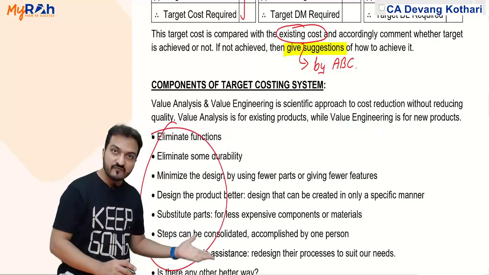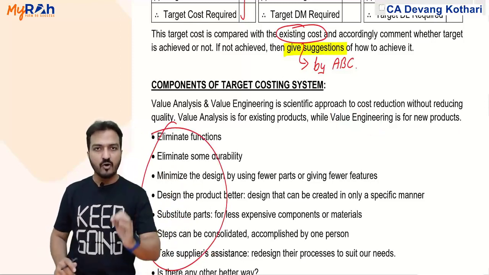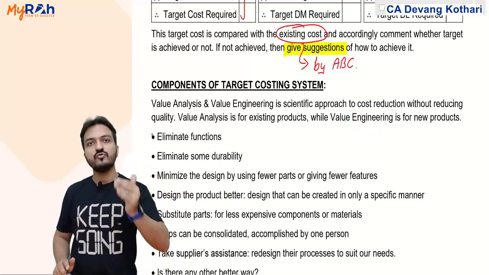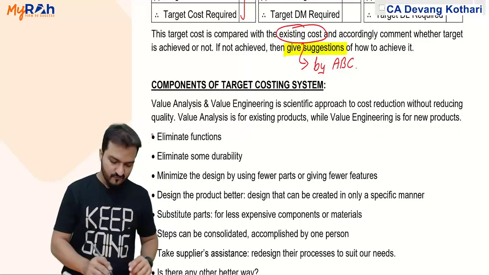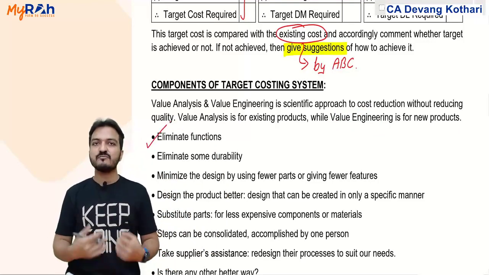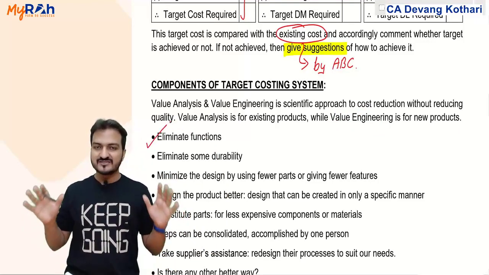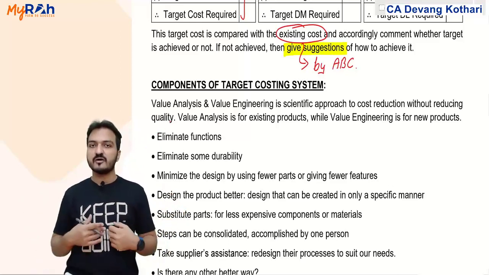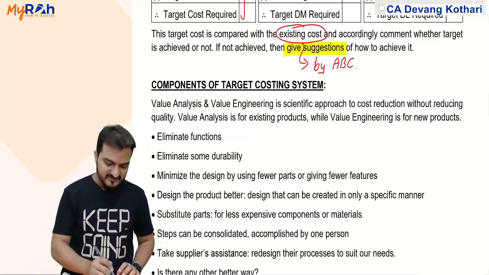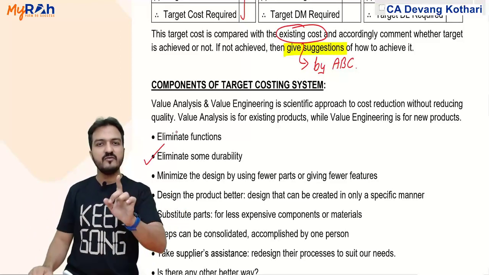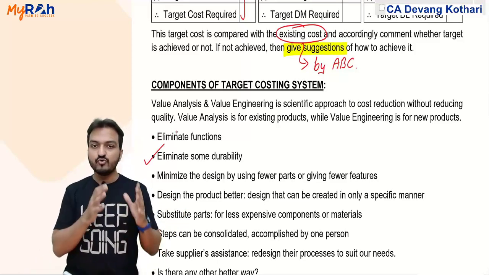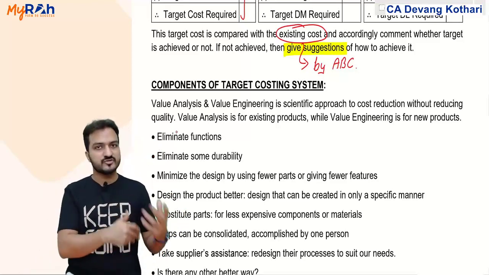So these points given here are suggestions on how to decrease cost, how to do cost reduction. Well, first suggestion, you can do cost reduction by eliminating some functions. Some of the functions in my company which are not necessary, eliminate those functions. Check whether you can eliminate some durability. Maybe I do not need the product to be so durable.